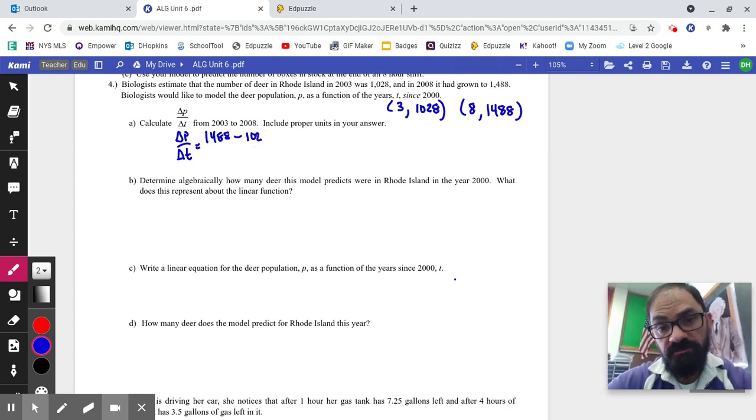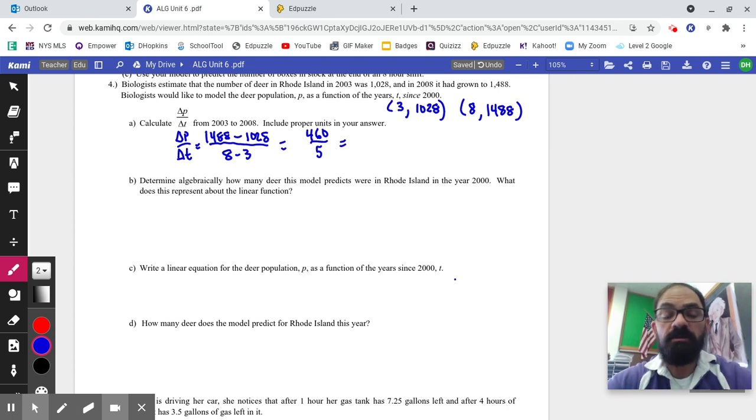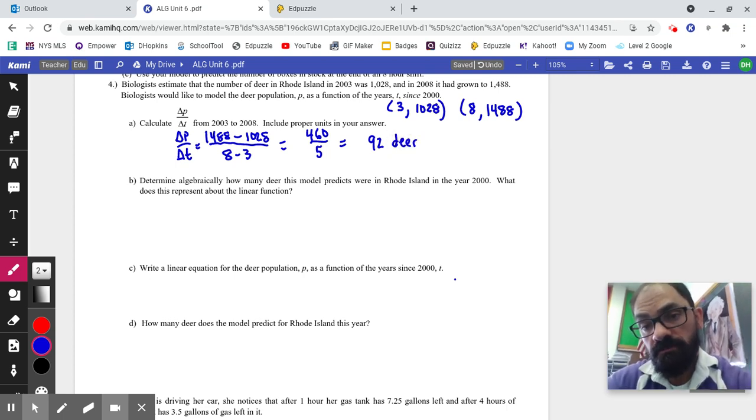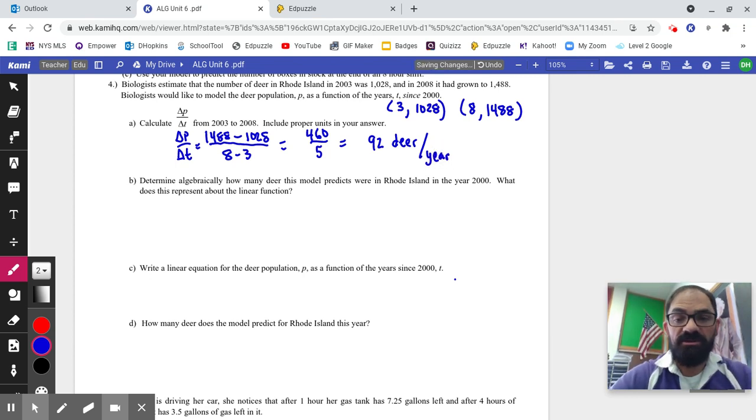Subtract the y's, and then subtract the x's. So when you subtract these, you get 460 over 5. And using a calculator, you get 92. So it says include proper units. So this is 92 deer population, or 92 deer per year. And again, this is since the year 2000.